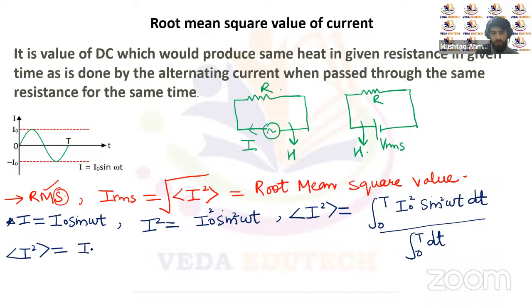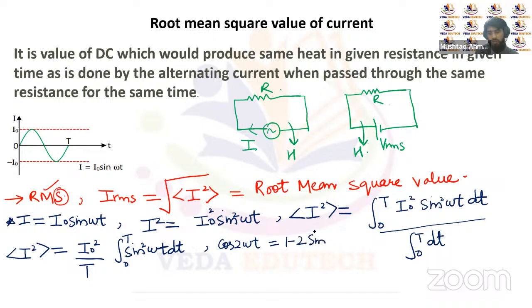I naught square is a constant, so we'll take it out of the integral. The integral of dt upon T will be T here. We'll be left with the integral of sine square omega t with respect to t, from 0 to T. Now, how will you calculate this integral? You can convert sine square omega t using the equation: we know that cos of 2 omega t is equal to 1 minus 2 sine square omega t.